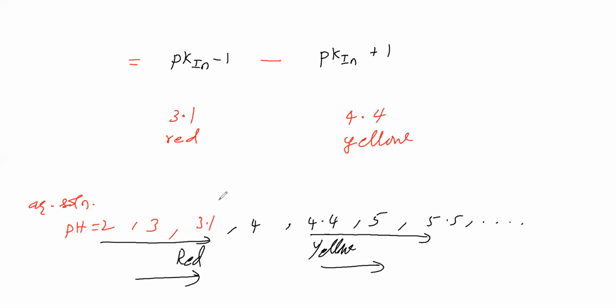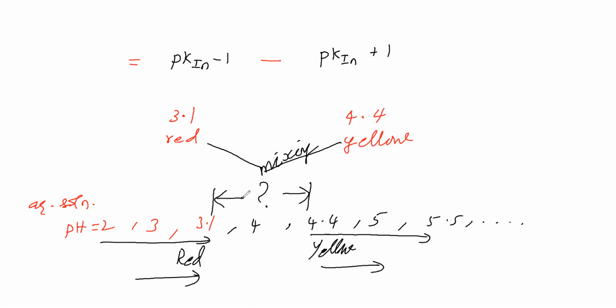What about in between? Can you get a distinguished red color? Can the solution exhibit exactly red color? No. Can the solution exhibit exactly yellow color? No. Then in between 3.1 and 4.4, which color will the solution exhibit? A mixing of red and yellow. A distinguished color will not be there.